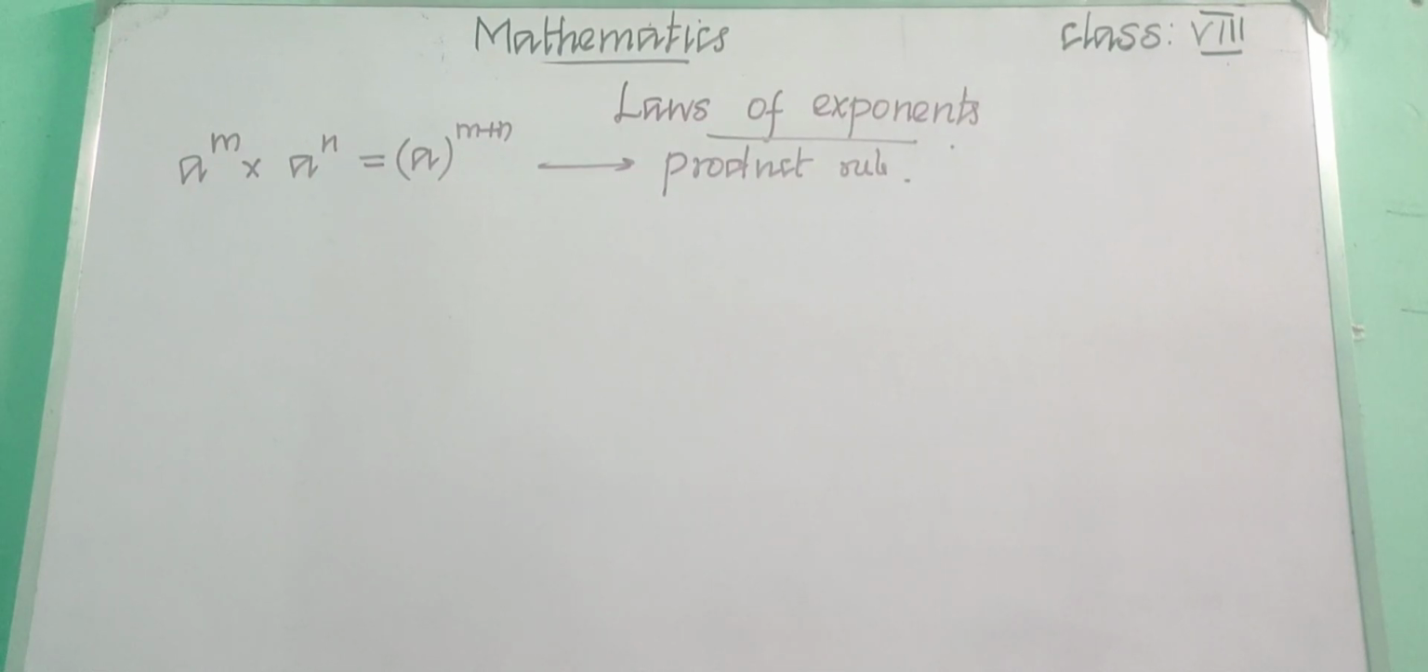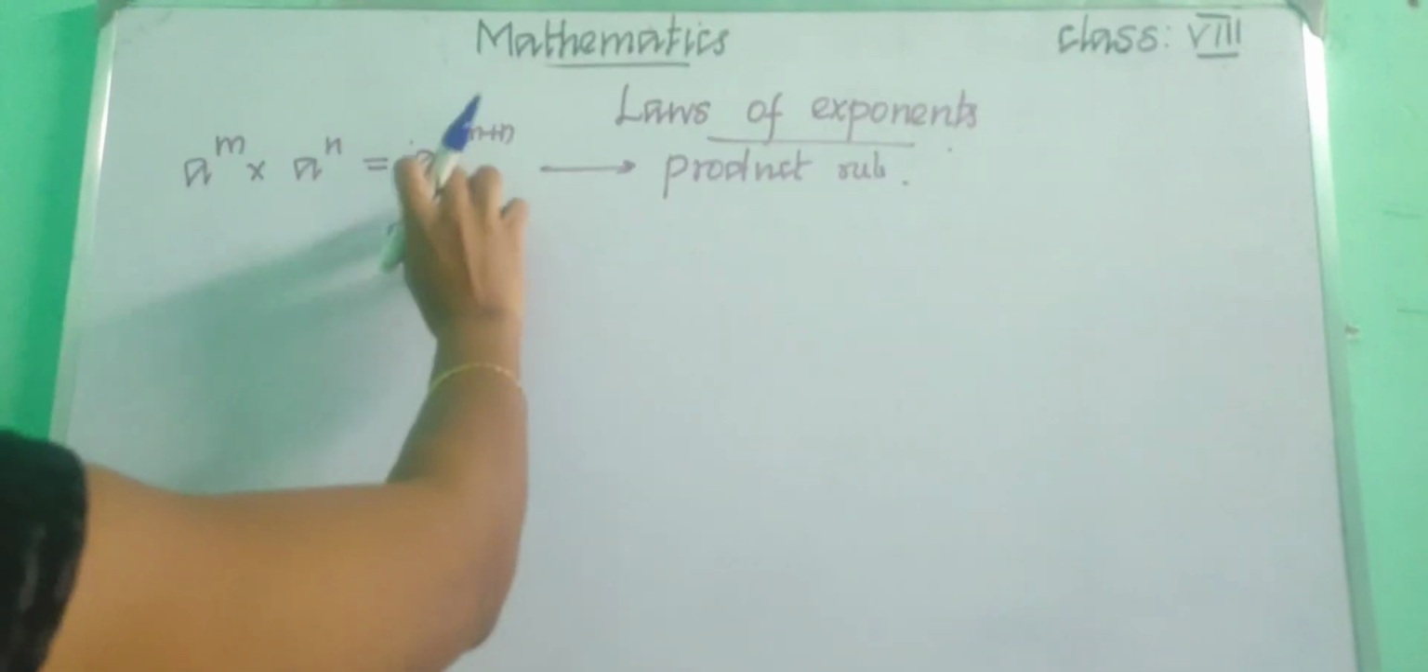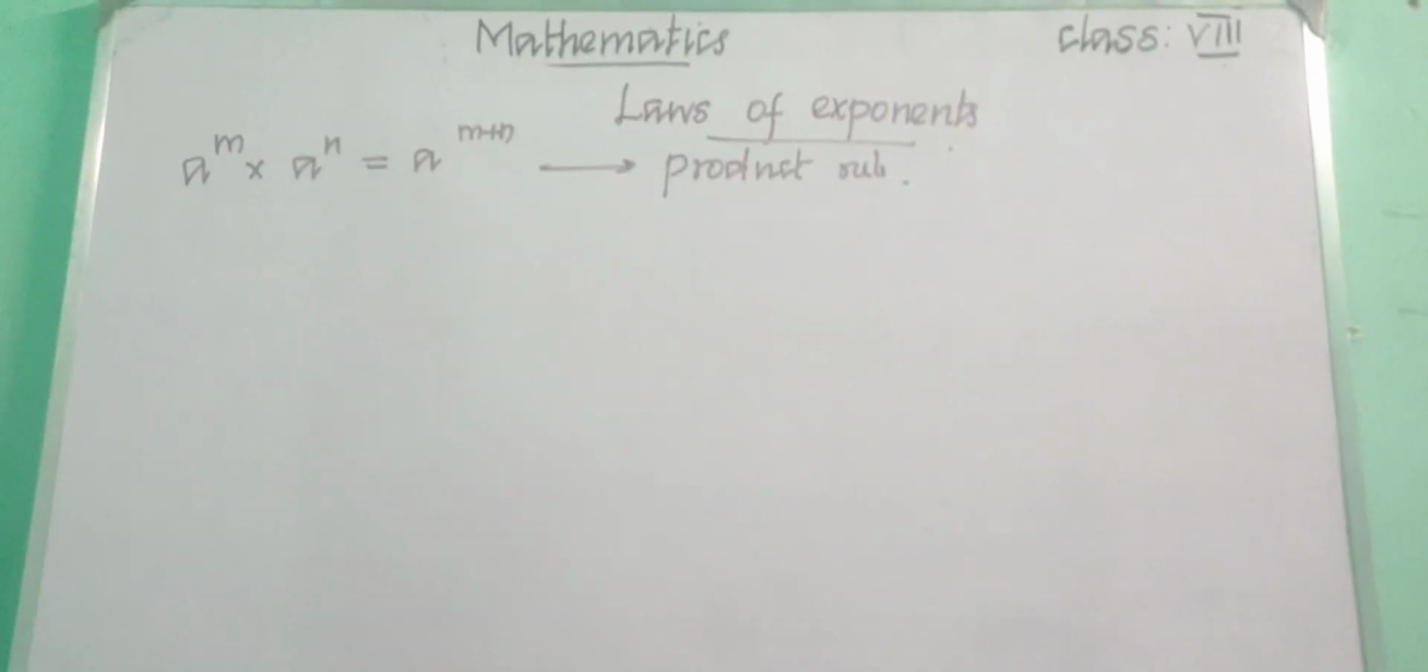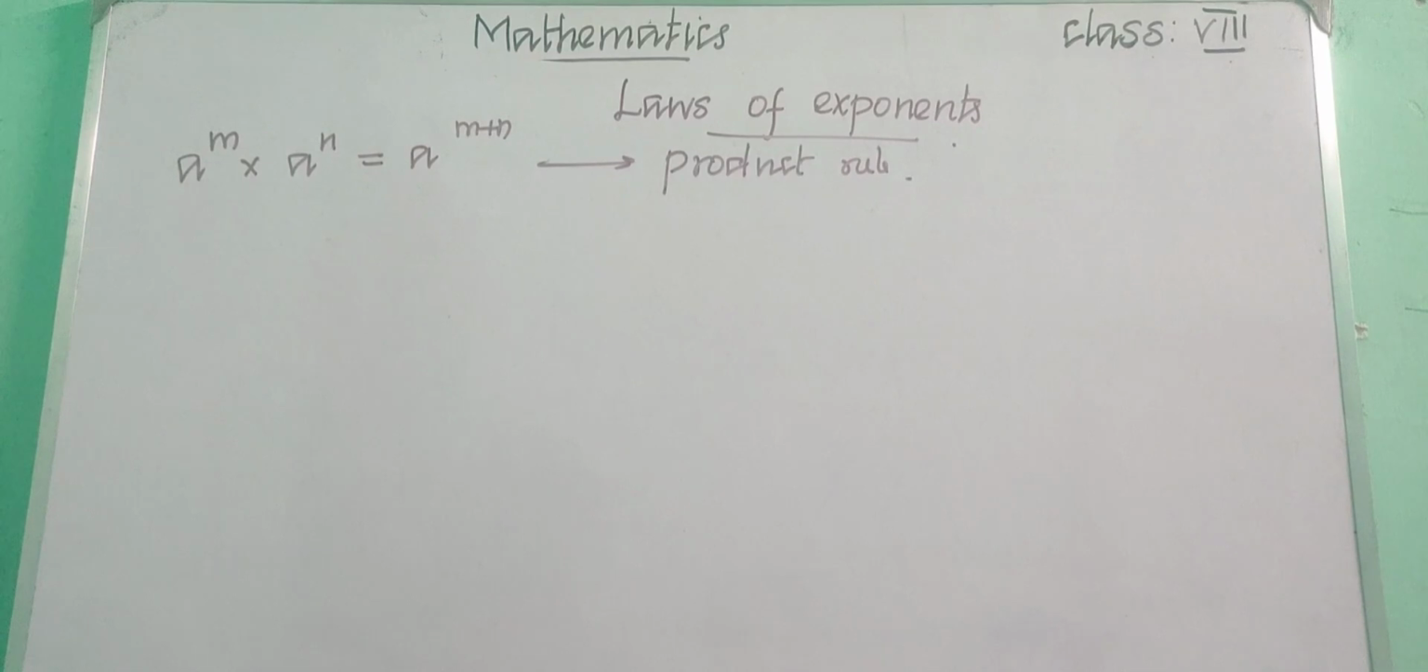So product rule means how will you write? A power m into a power n equal to a power m plus n. We need not put the brackets and all. See, a power m plus n, okay children. So this is called product rule. Let us see the example for this, okay children.